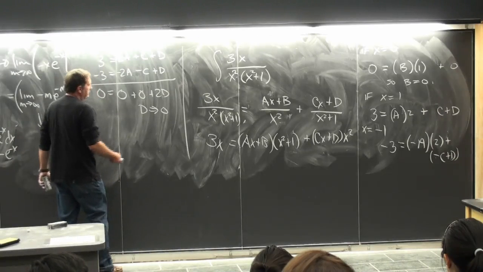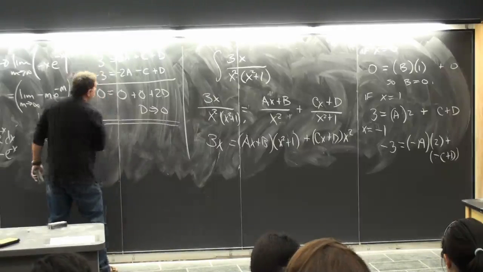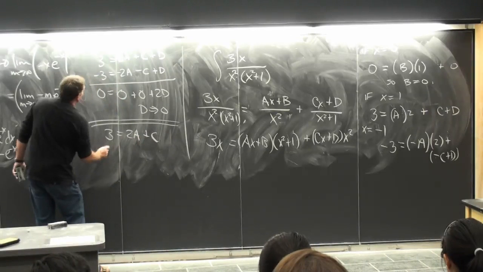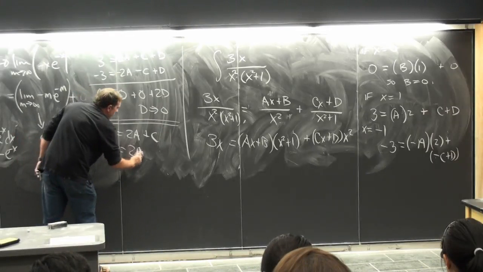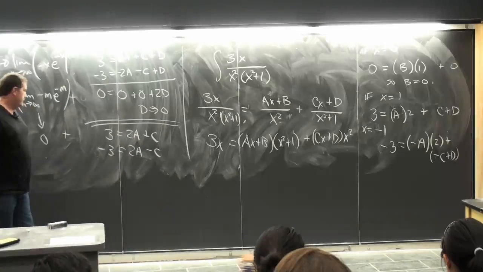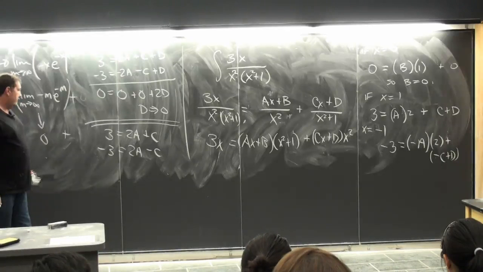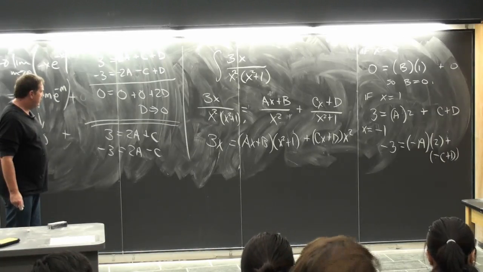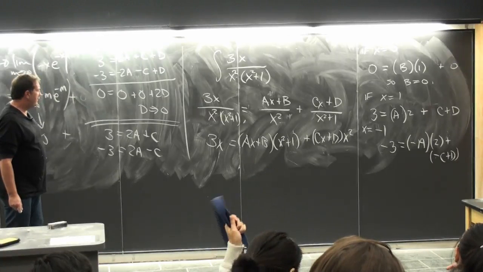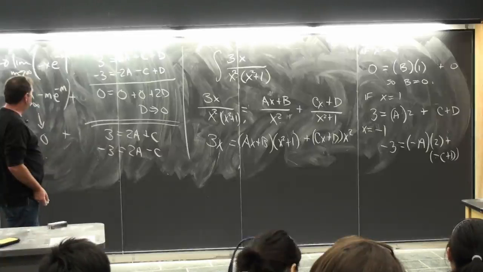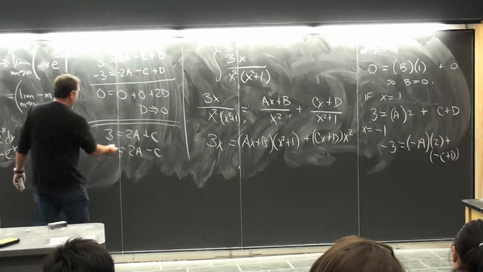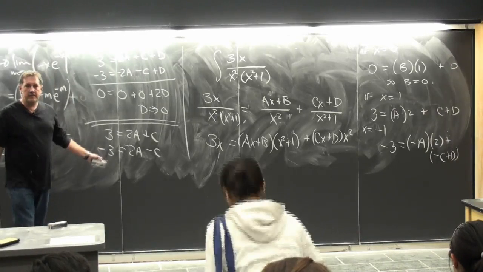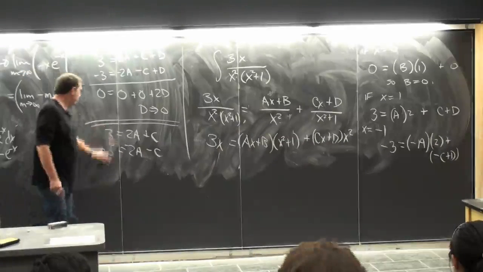So now I can go back again and see that since d is 0, I've got 3 equals 2a plus c, and negative 3 equals 2a minus c, so if I add those together, I get 4a. Is everything 0? What the heck? All right, I made a mistake somewhere. This is a negative. Yes, so this is no information to me. This is a negative, so this is no good for me.